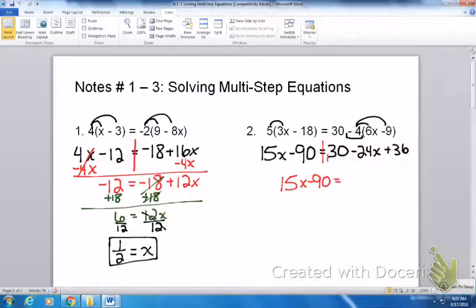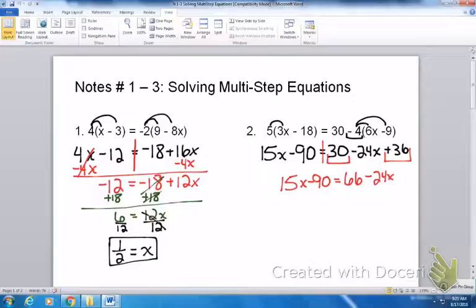But if I look over here, I have 30 plus 36. So I'm going to have 30 plus 36 is 66, then minus 24x. Okay, so that's exactly what we did in 1-2. Now we need to change gears and solve for x.